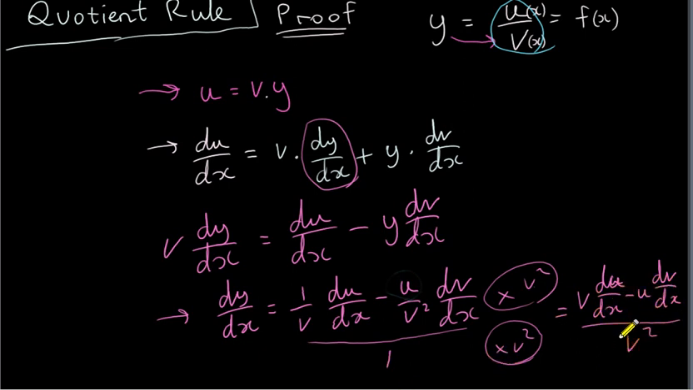So here's the formula for the quotient rule. The derivative of y equals u over v is v du dx minus u dv dx all over v squared.